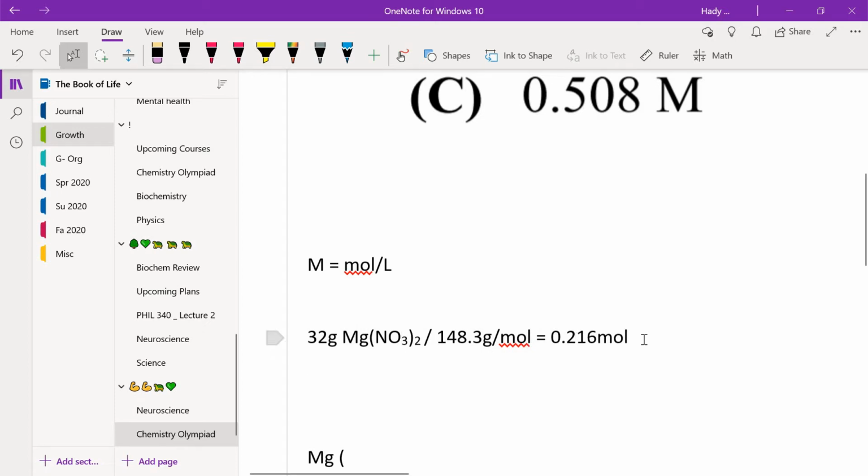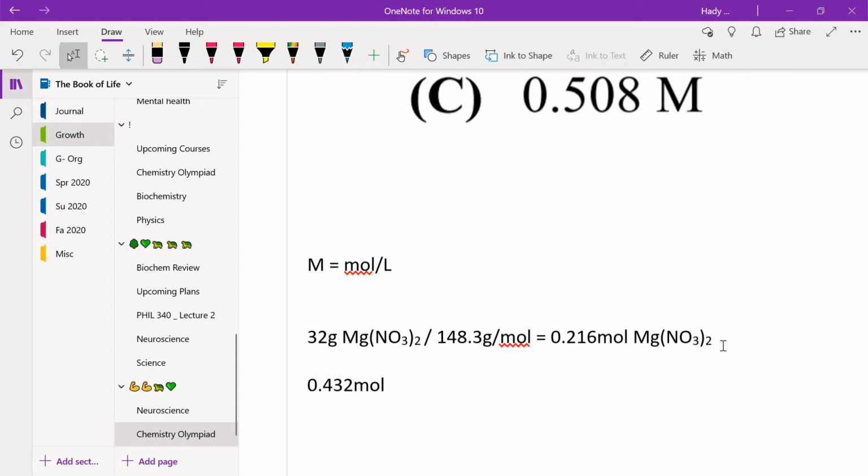And you're kind of almost there. So you have that many moles of this molecule. So it's good to just rewrite. Make sure you rewrite all the information. So you have that many moles of this molecule. Well, each of this molecule has 2 nitrates. So you have 0.216 moles of the molecule, but that means you have twice as many moles of the nitrate, if that makes sense.